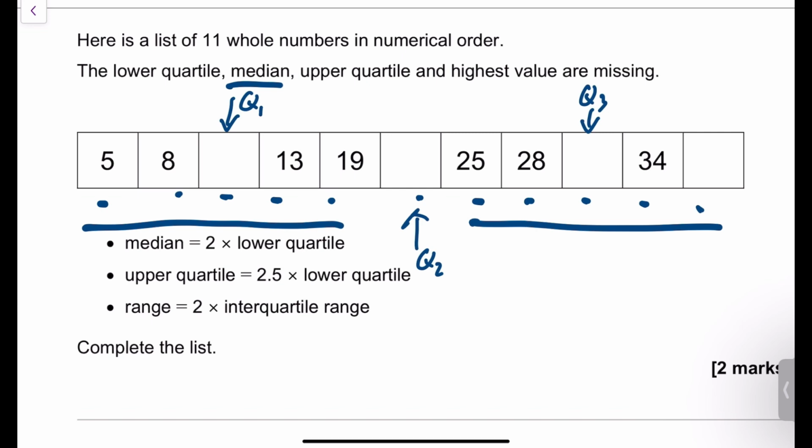The median is 2 times the lower quartile. Right, the numbers in order. I'm missing something here. I might have to come back to this one. I can't think about how I'm going to do this one. Right, the range is 2 times the interquartile range. Let's just write something down here. So highest minus the lowest is equal to 2 times my interquartile range. I'm not seeing something to get me started here.